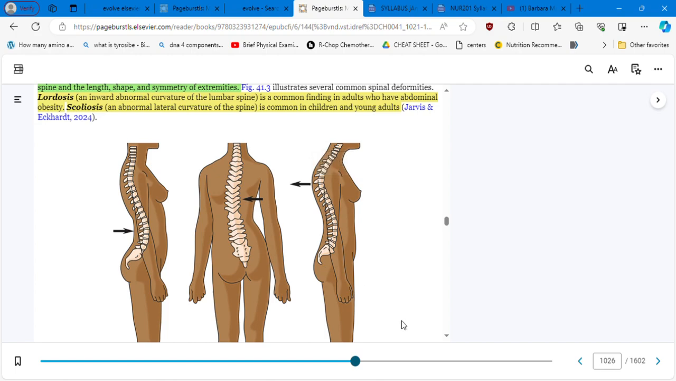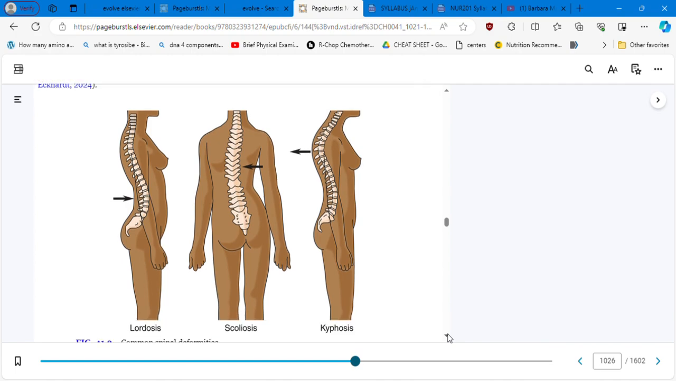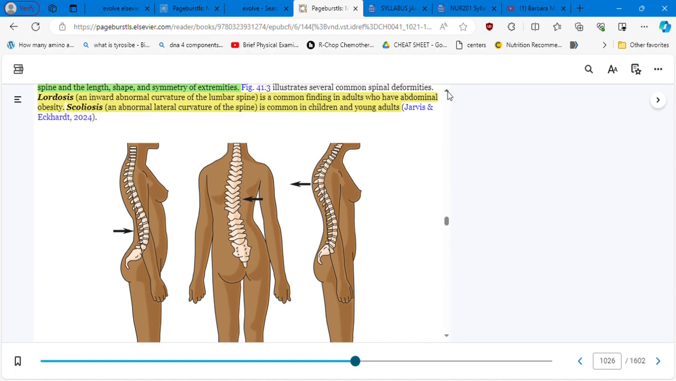Lordosis. You have here the inward abnormal curvature of the lumbar spine. It's a common finding in adults who have abdominal obesity, the one that I was talking about before, lordosis. You see here, the abdomen is going to pull the lumbar. You have the scoliosis, it's kind of an S in the spine, and then kyphosis is the movement of the cervical to the front, right?